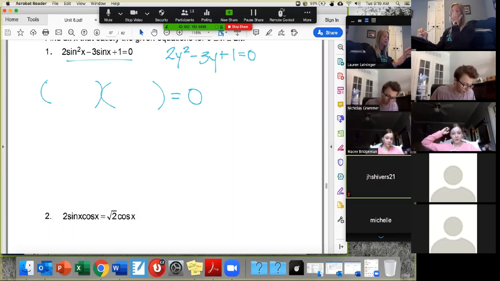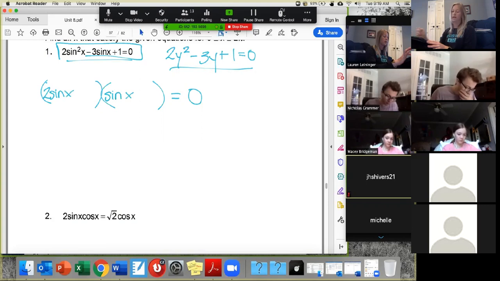2y and y. Yeah, it's like 2y and y. And honestly, if you are uncomfortable factoring this, you may always write it in that form to factor it and then just sub in the signs later. I'd like you, especially if you're going to do calculus, to get comfortable with factoring with the signs in it. So I would factor that into 2 sine and sine, just like I would factor this into 2y and y.